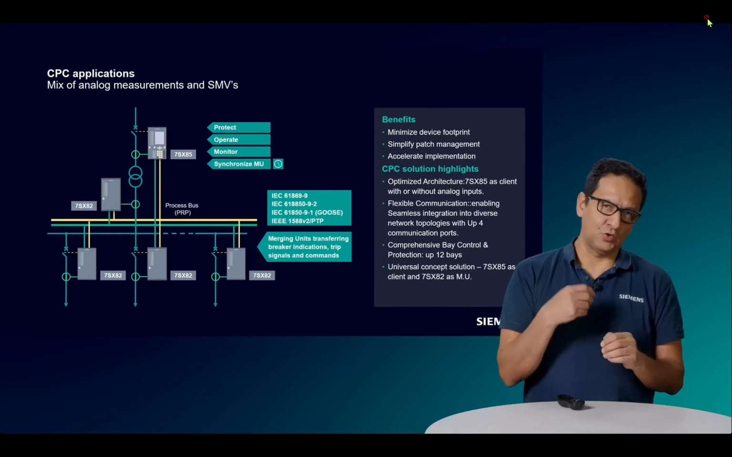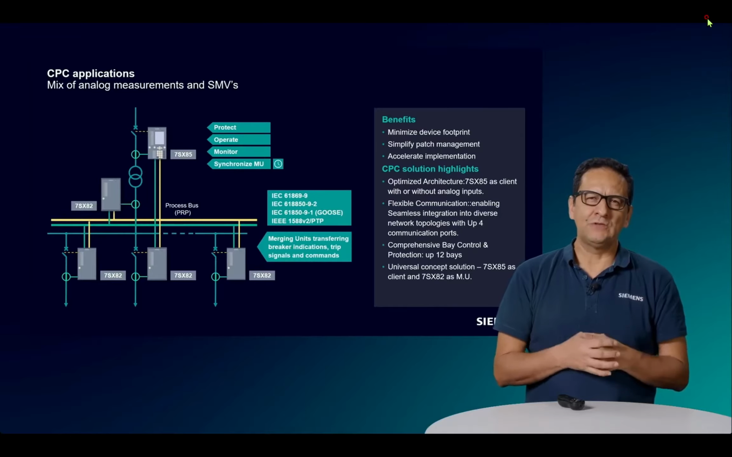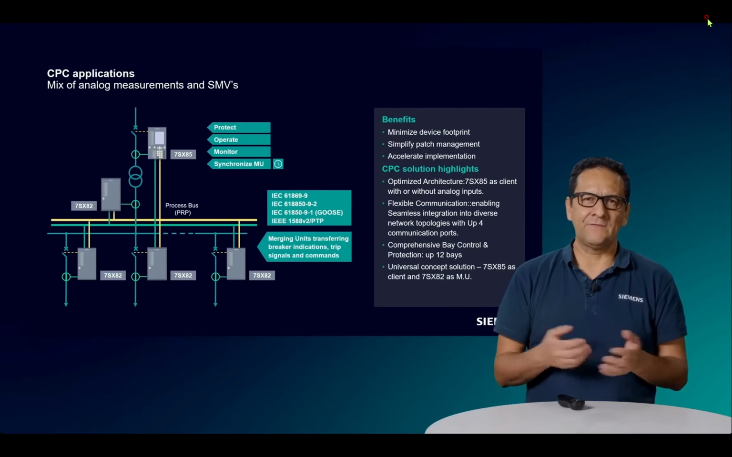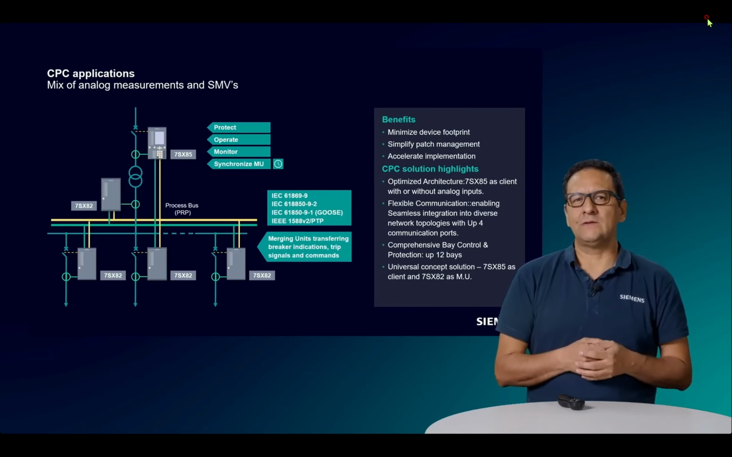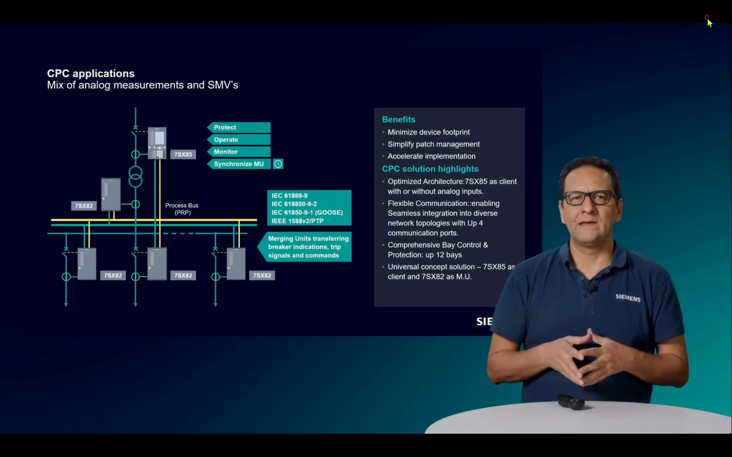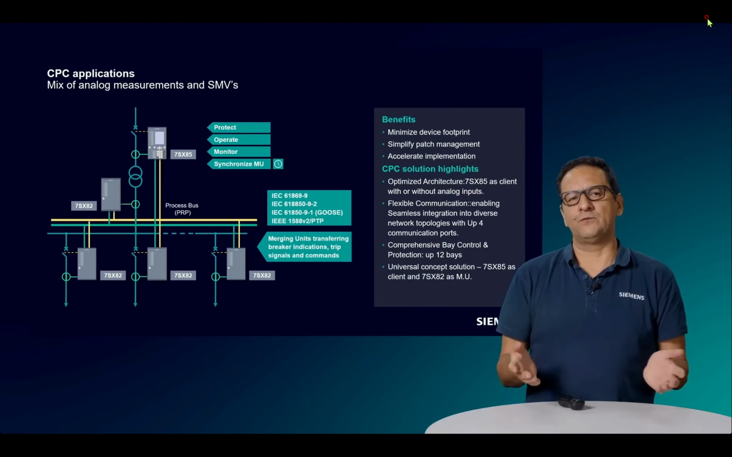Finally, the solution is modular, scalable, and we use the universal device 7SX85 as the main device. For the merging unit functionality, we use the 7SX82. This setup is flexible, easy to maintain, and ready for future needs.